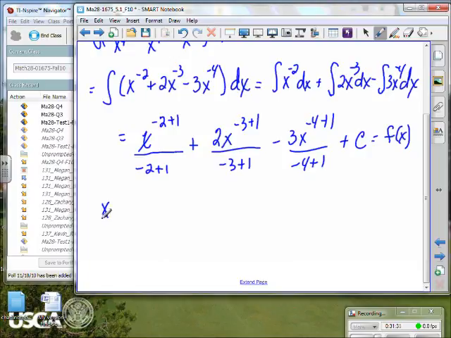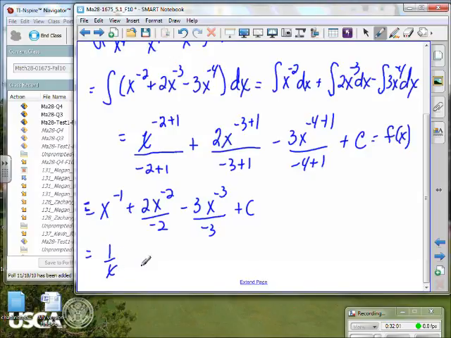So let's see, we've got x to the negative 1 divided by negative 1, so I'll make it negative x to the negative 1. This is going to be plus 2x to the negative 2 divided by negative 2. That's also going to be negative 1. Minus 3x to the negative 3 divided by negative 3, so that will actually become a positive term there. We'll put a little equals out there. So equals, and this would be 1 divided by x, minus 1 divided by x squared, plus 1 divided by x cubed, plus c, and that is our function.